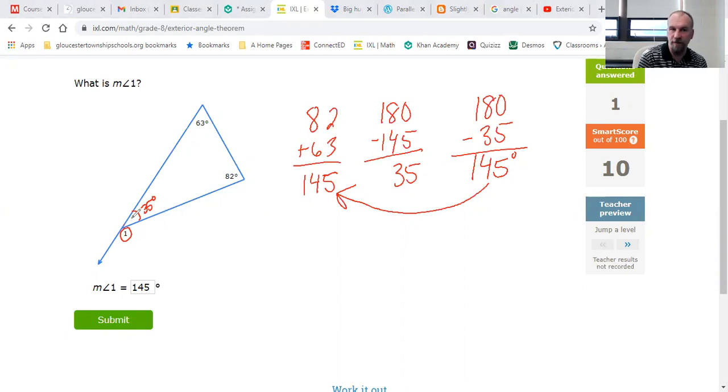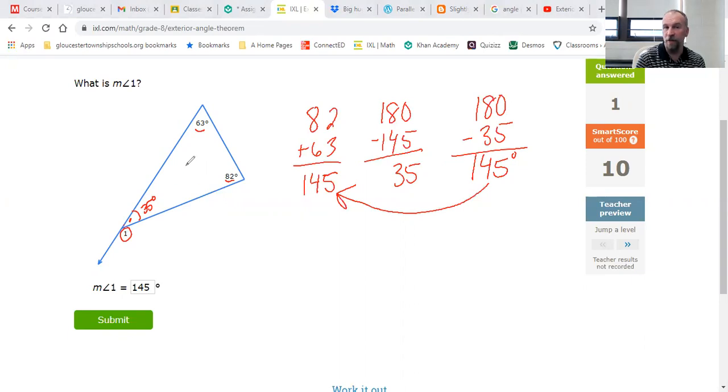So this interior angle right here is adjacent to it. It's right next to it. They share a side and a vertex. But these two angles are non-adjacent. They are called remote interior angles. Remote meaning isolated, away from. If you were on a remote island, you would be all by yourself, alone on an island. These two angles are called remote interior angles in relation to this exterior angle.